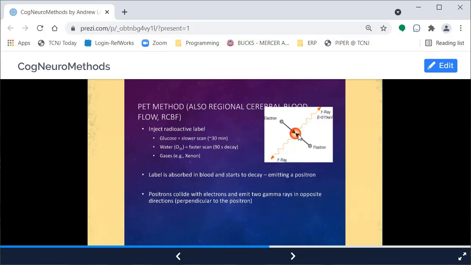So the positrons, as the slide indicates over here, when a positron collides with an electron, it will emit 2 gamma rays. And gamma rays are like a cousin to X-rays. They're part of the electromagnetic spectrum.